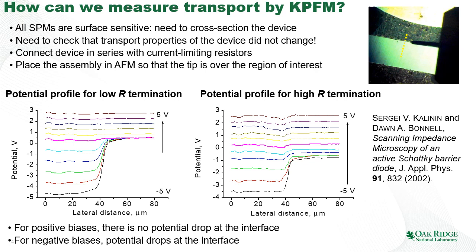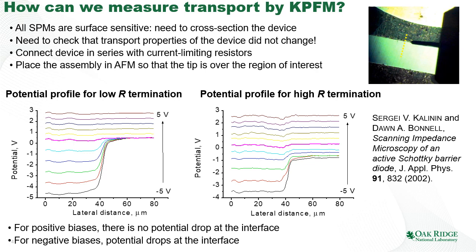These resistors can be pretty small, so practically anywhere from hundreds of ohms to mega ohms is something that you can use. And I will show you examples of the effect of the current limiting resistor. But the important thing is to always do it this way. And the reason for that is that, first of all, if you connect your device directly to the current source, you can have large currents flowing from the device into the tip.